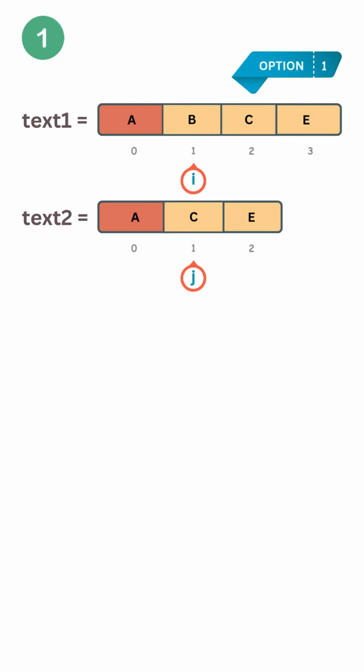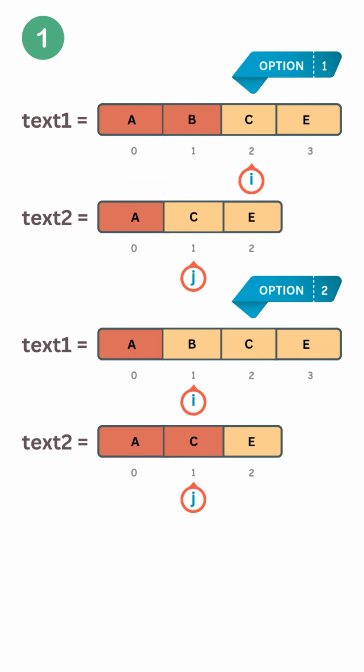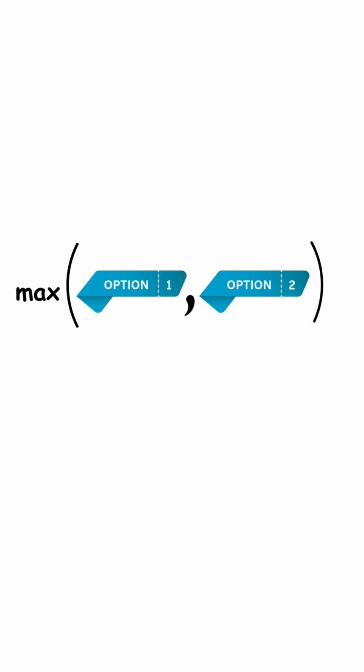First option is to skip the character at I and move to the next in text1 while keeping J fixed, or skip the character at J and move to the next in text2 while keeping I fixed. In both cases, we then compare the rest of the strings. Notice that both options are just smaller versions of the original problem. We explore both and return the maximum of the two results.